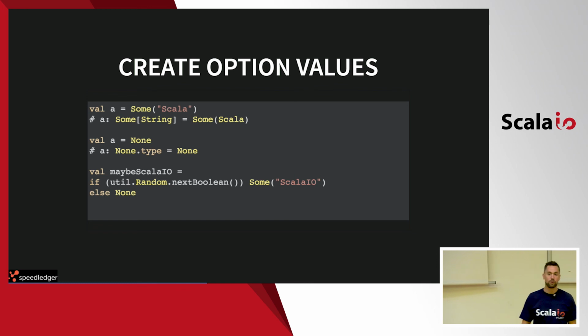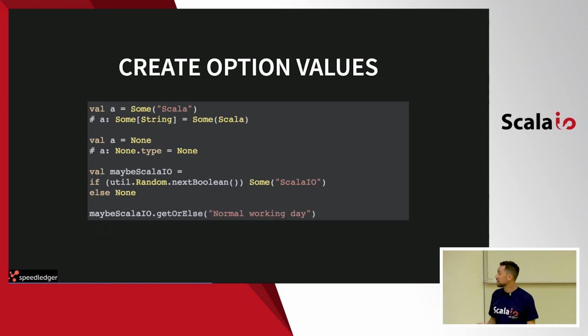And when we want to use it, we'll just take the variable and add getOrElse, which means that if it did have ScalaIO, we're all happy. And otherwise, we'll default it to a normal working day. And this is a handy way to handle the nulls that you get back.